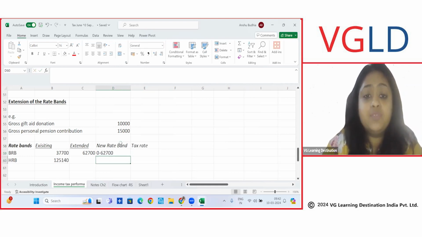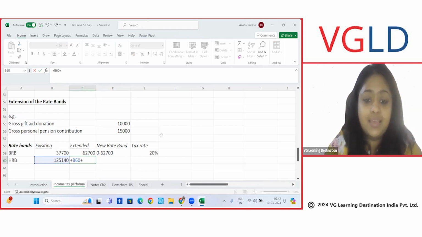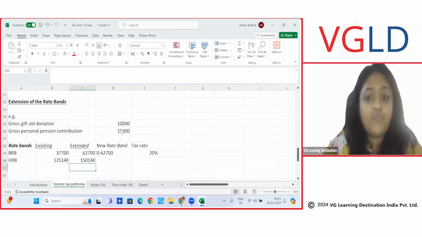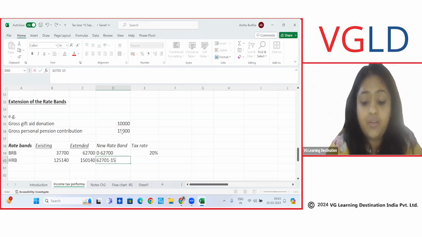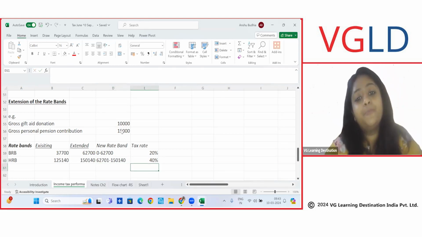The basic rate band will be from 0 to 62,700. The tax rate will be 20%. In this case, your extended higher rate band will be 125,140 plus the amount again. So in both rate bands, the amount will be added, giving 150,140. The next limit will be from 62,701 till 150,140. It will be only 40%.